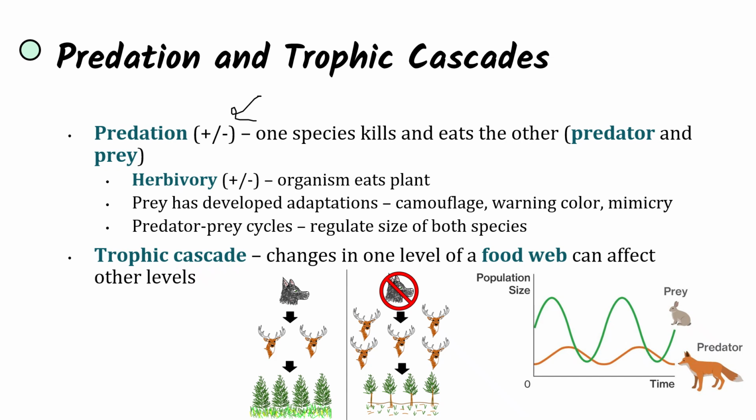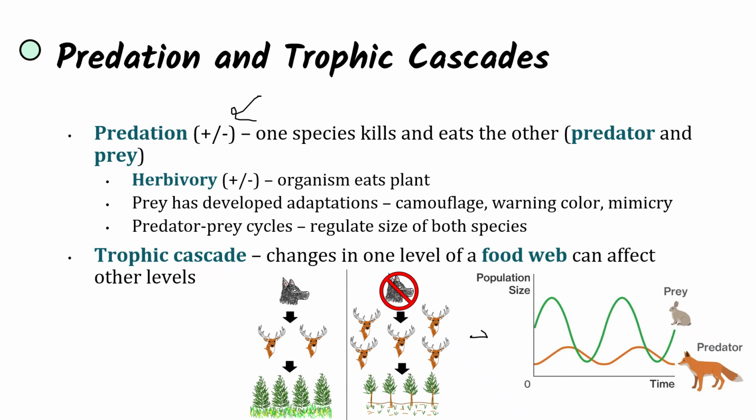And prey has developed adaptations in order to get out of predation. So there's camouflage, so predators can't find them. Warning colors suggesting to predators that, hey, I'm dangerous. And also mimicry of other dangerous species so that they too appear dangerous. And we look at predator and prey cycles that end up regulating the size of both species.